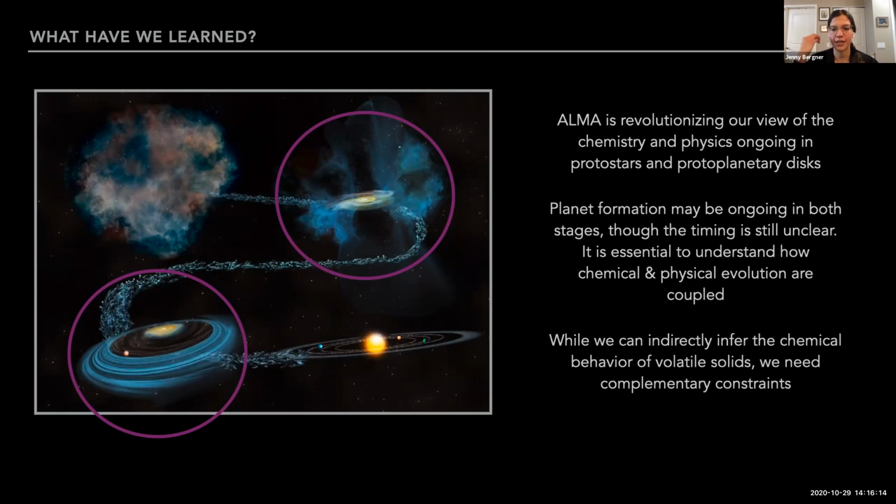So I think I've shown that while we can indirectly infer the composition of volatile solids in the disk midplane, this is an indirect science. So we would really like some complementary constraints to try to understand better what's actually happening to the ices in the planet forming region directly.